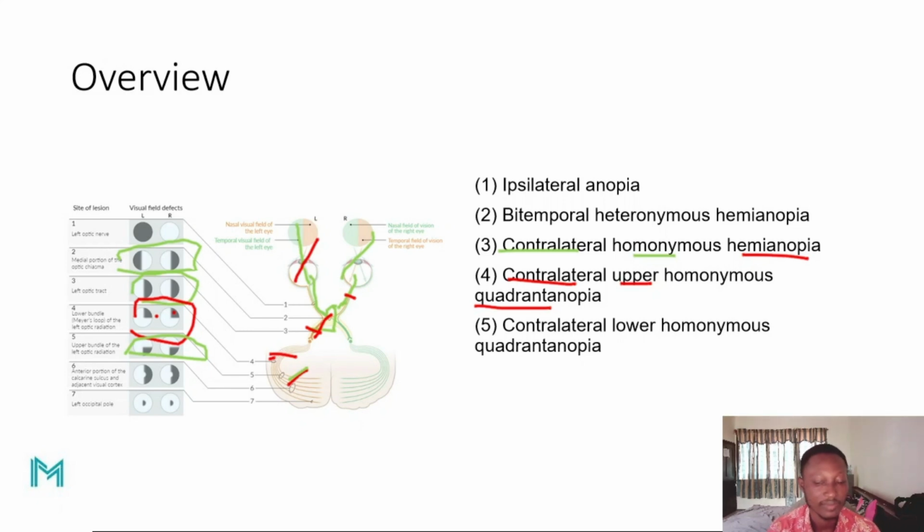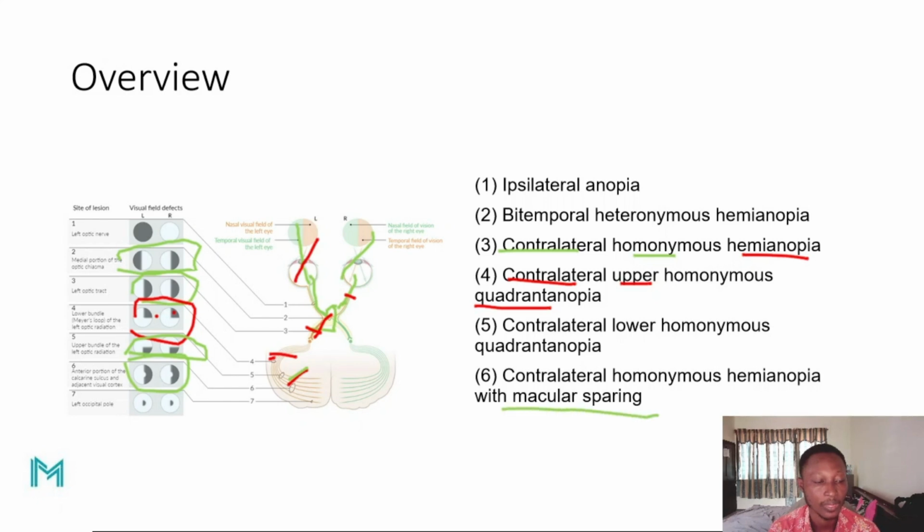Right, and then you have the sixth one, which is this. There's contralateral homonymous hemianopsia with macular sparing. This typically occurs in lesions in the primary visual cortex itself, so the occipital lobe lesions. When you look at it, it looks just like the third lesion, the lesion arising from the optic tract. The difference is that in lesions in the occipital lobe itself, you have macular sparing.